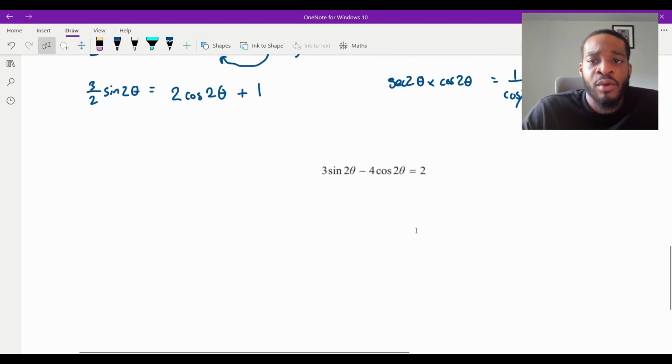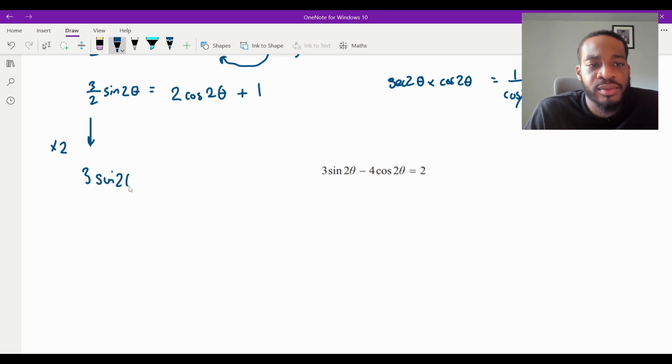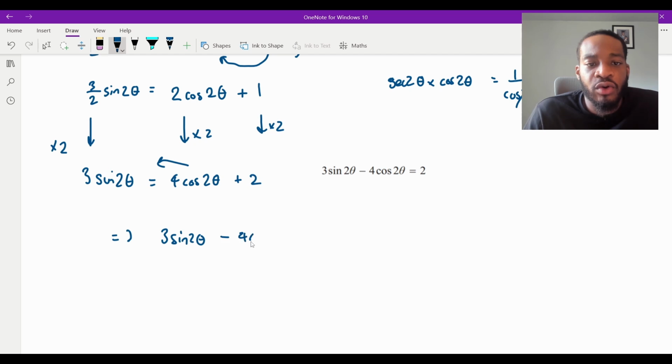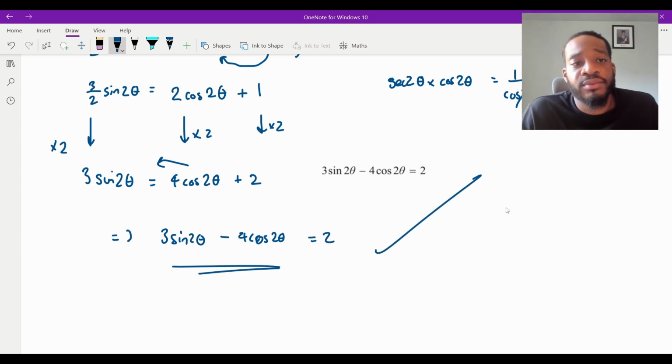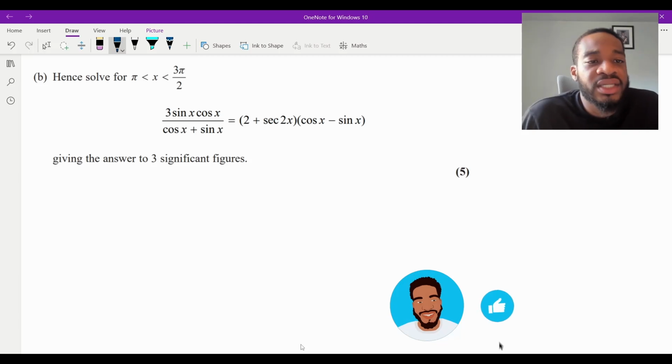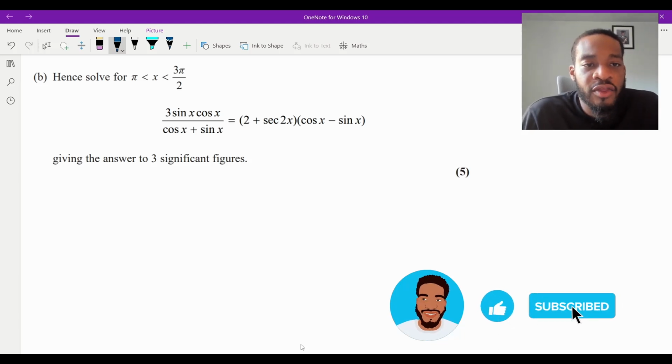So let me just do it here. Multiply everything by 2. We're going to get 3 sine 2 theta is equal to, remember, times this by 2 as well, and that by 2. It's going to be 4 cos 2 theta plus 2, and then move this to the left and we're done. So we're going to get 3 sine 2 theta minus 4 cos 2 theta is equal to 2. And that's it. Finished.